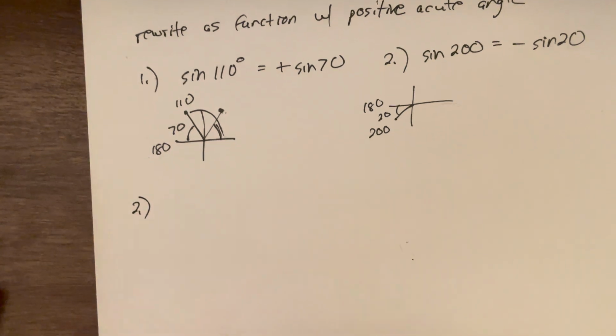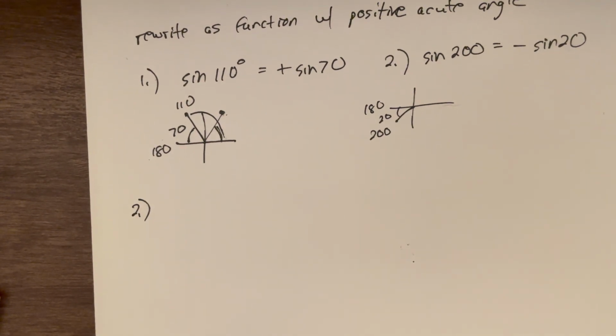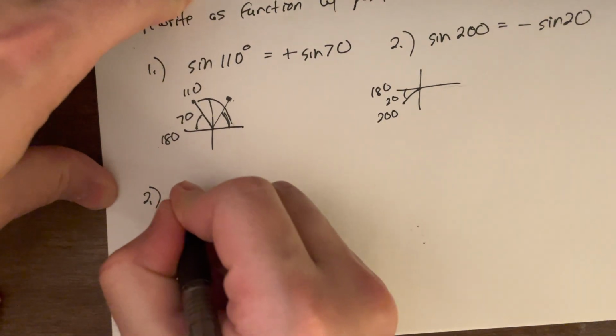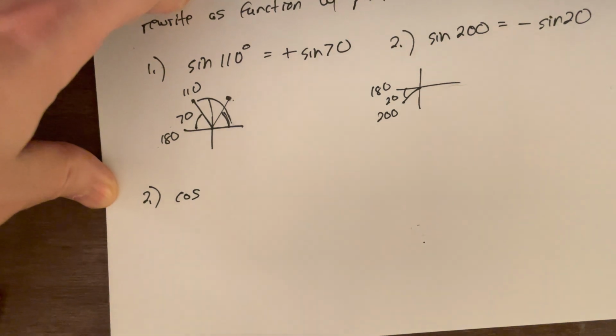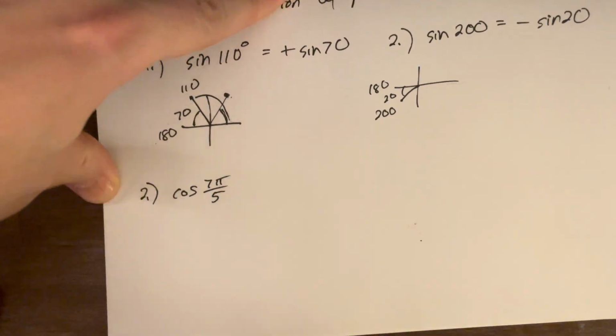Let's do a few more, and then we'll wrap up this section with the full big problems that we keep mentioning. So next, let's take a look at cosine. Let's throw a radian measure in here. Let's do 7 pi over 5.